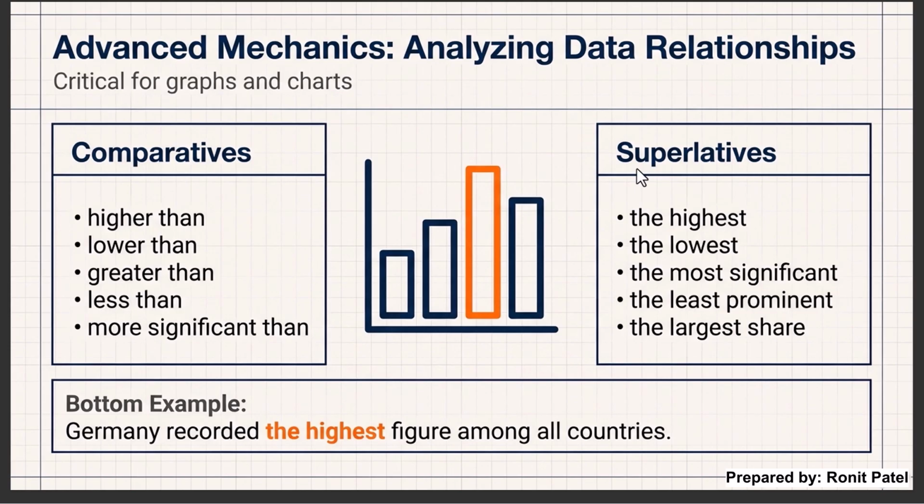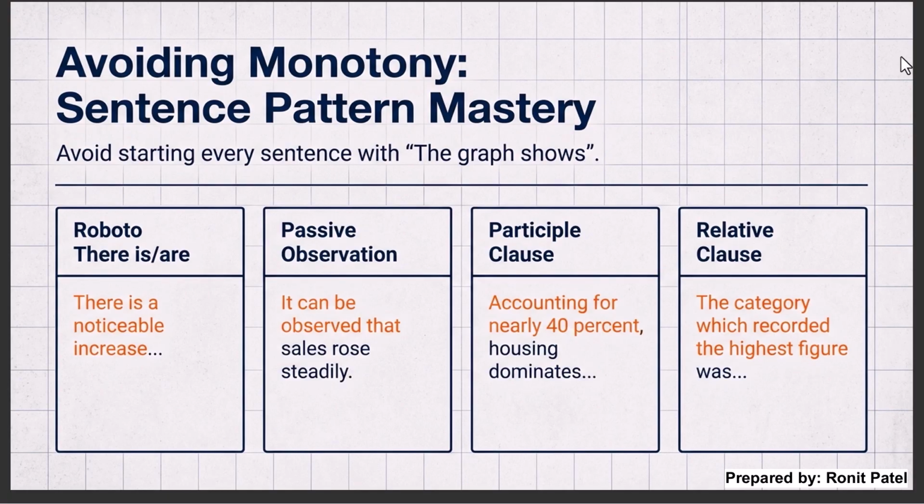A Band 90 example is provided below. Let's analyze it. Germany recorded the highest figure among all countries. Why is this powerful? Because it consists of correct superlative, proper comparison phrase, a formal noun, and analytical tone. This is one of your strongest Band 90 strategy slides. Every time you are practicing or providing responses in Describe Image, don't start off with "the graph shows" because repetition signals limited range.